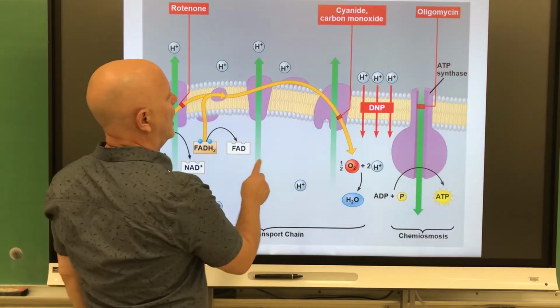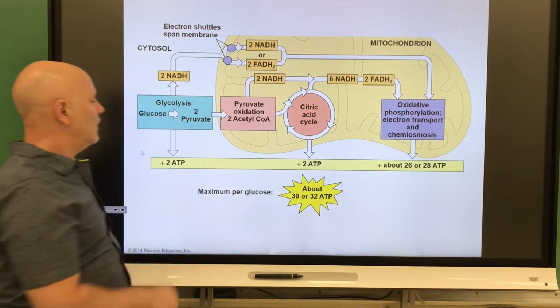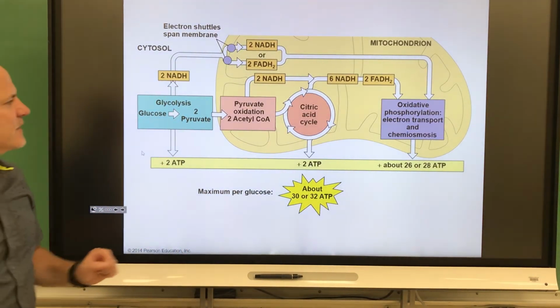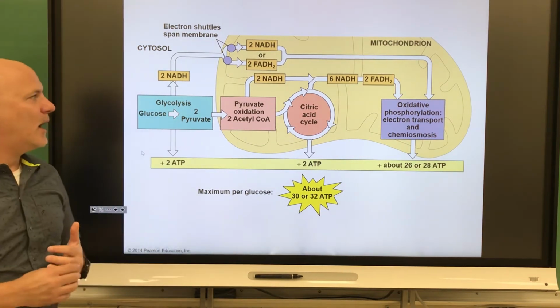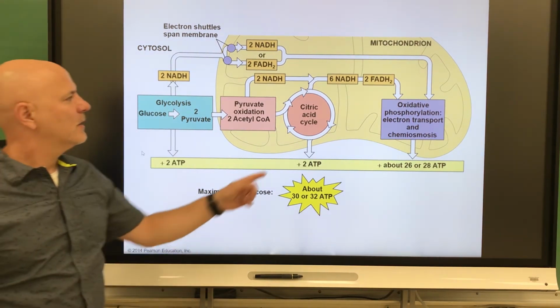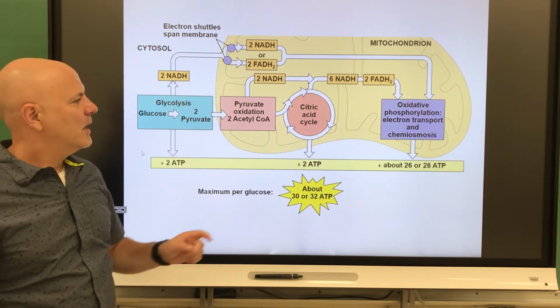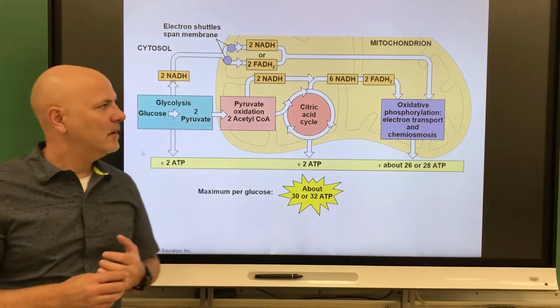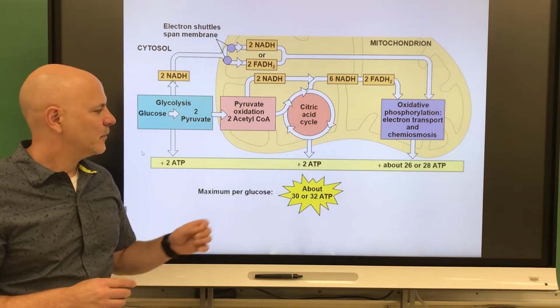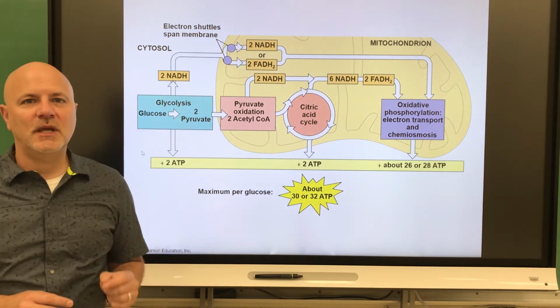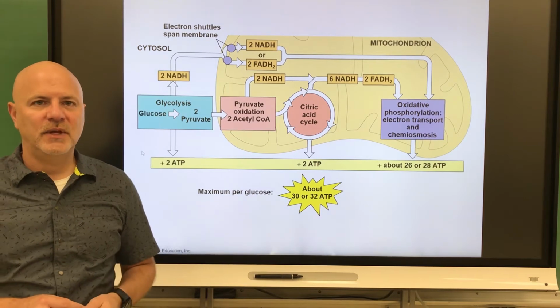So let's look at our net total here. We only make 2 ATP in glycolysis, no ATP in the transition reaction. We make only 2 ATP in the citric acid cycle or Krebs cycle, and we make most of our ATP in oxidative phosphorylation. So you can see one glucose makes anywhere from 30 to 32 ATP.